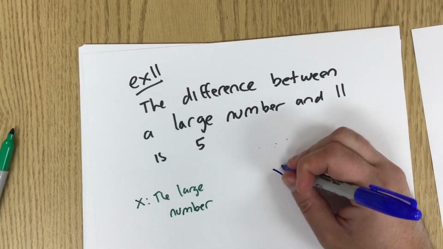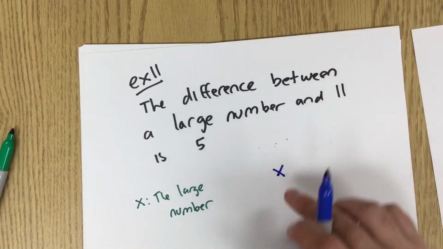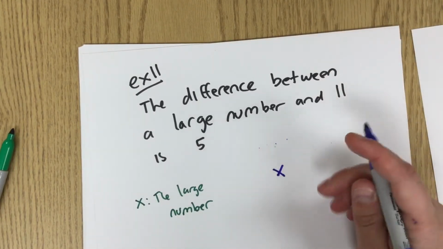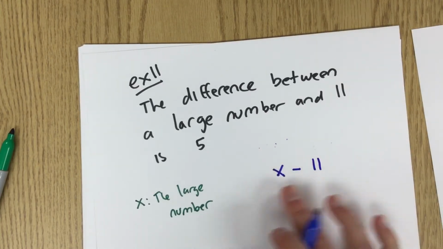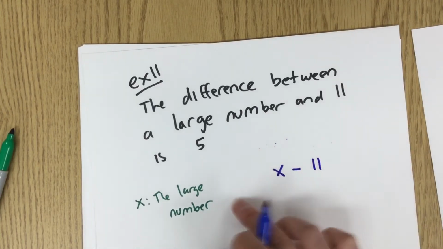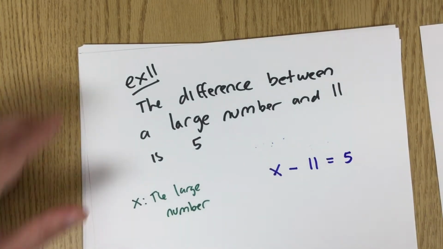So the difference between 7 and 5 is 2. How do we know that? Because 7 minus 5 is 2. So there's between a large number and 11. How would we find the difference between our number and 11? We subtract it. The difference between X, the number, and 11 is we subtract it. And that's going to give us 5.